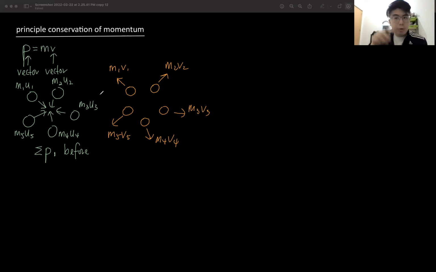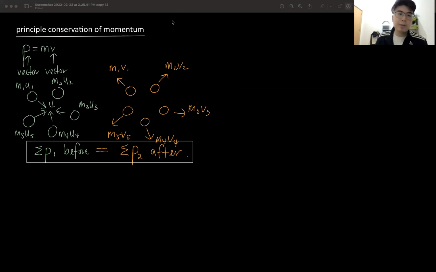Because of the velocity change, the momentum changes. The momentum of each body changes, but the momentum of the overall does not change, because when you add up this one, you get the sum of momentum after. This one is going to equal the after. This is what the law is saying. This one is very important, okay? The sum of momentum before equals the sum of momentum after. If the momentum before is 100, then after the collision, it has to be 100. It cannot be 99. It cannot be 101. It has to be exactly 100.